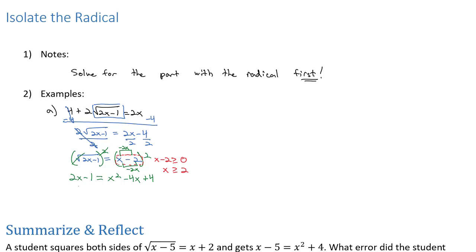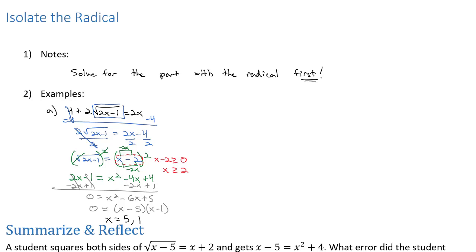Now we can continue solving by making it equal to 0 by subtracting 2x and adding 1 to both sides. When I do, I get 0 equals x squared minus 6x plus 5. And that factors to x minus 5 times x minus 1. Well, by setting each factor equal to 0, we can see that x is equal to 5 or 1.